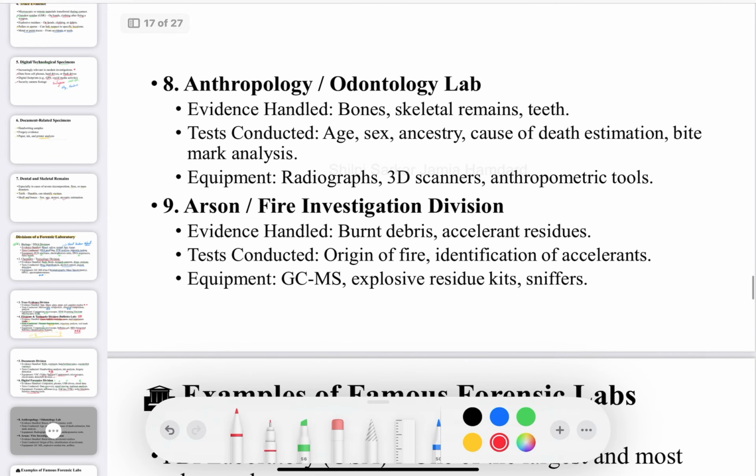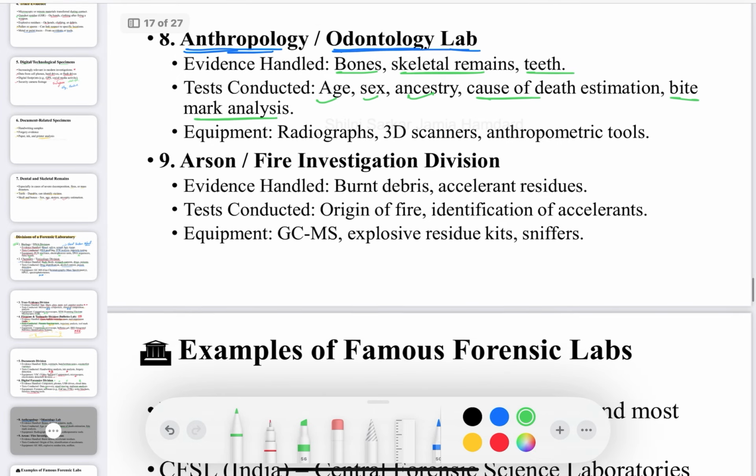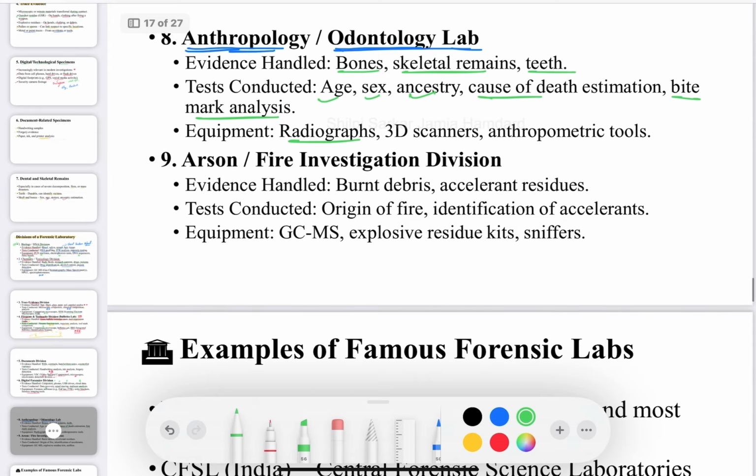Now we're discussing the anthropology and odontology lab. In anthropology, the evidence handled is bones, skeletal remains, and teeth. The tests conducted here are age, sex, ancestry, cause of death estimation, and bite mark analysis. Equipment used are radiographs, 3D scanners, and anthropometric tools.